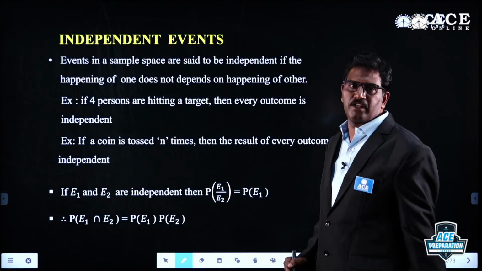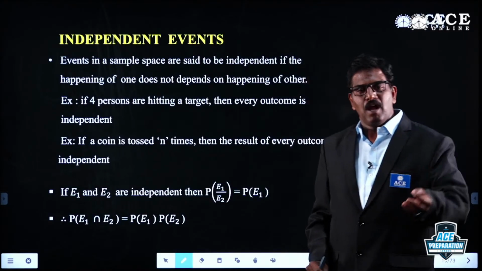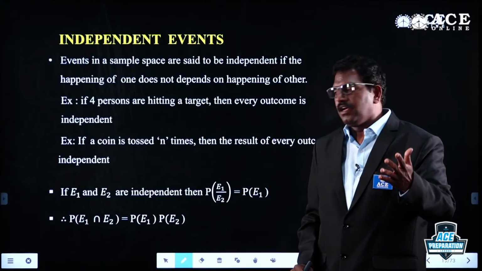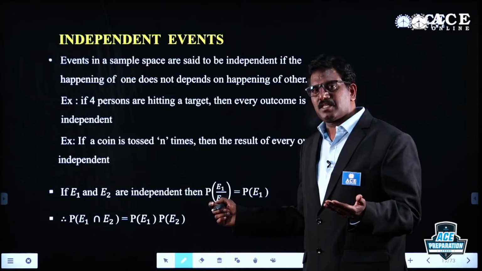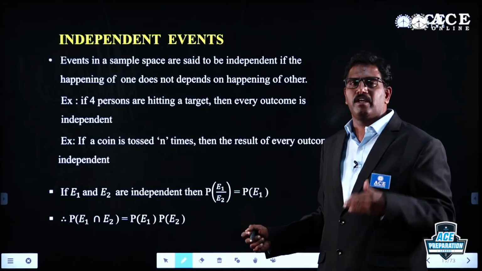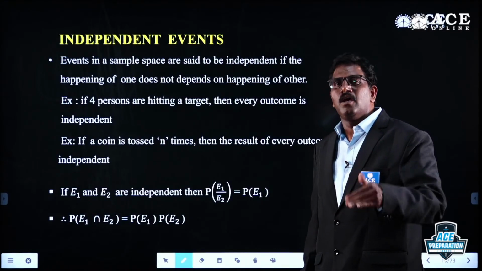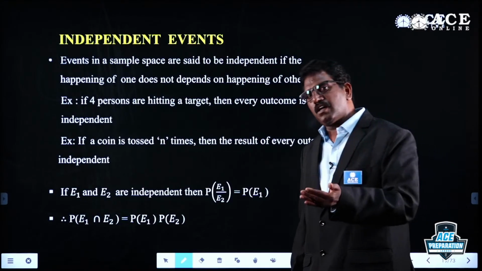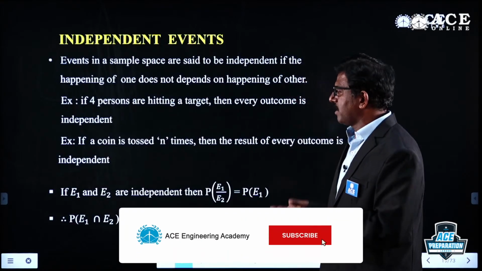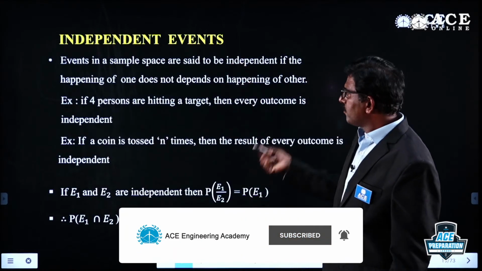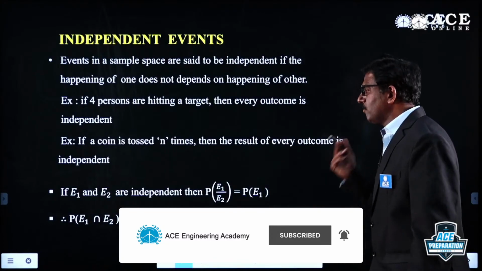Suppose you toss a coin one time and observe the outcome, and you toss the same coin again, repeating the experiment. The second outcome is not depending on the first outcome. The second result will not depend on the first result. The third result will not depend on the first 2 results, like that. Many examples we can give like this.